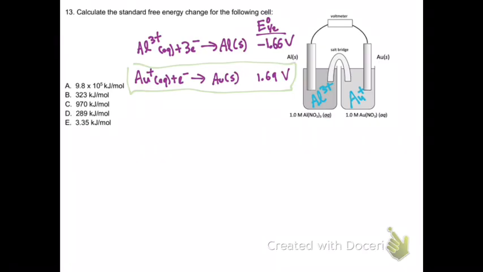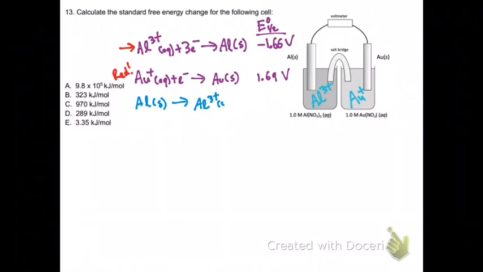So what I'm going to do is I'm just going to write the word reduced, well, red, next to this one. And I'm going to take this reaction and flip it around. So when we flip it around, we get the reaction aluminum solid turns into aluminum 3 plus aqueous and 3 electrons. And when we flip the reaction, remember we flip the signs. This is going to become positive 1.66 volts. And then I like to just scratch out the reduction reaction that we're not using. This is not what's going to happen here.